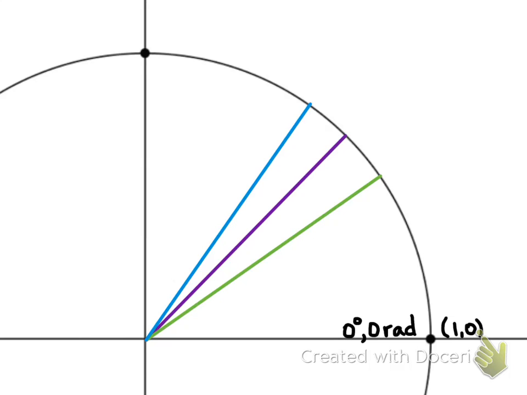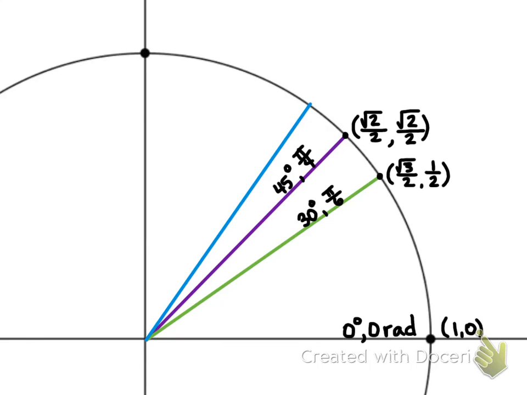Okay, our next line up is 30 degrees, which is equal to pi over 6 radians, and we just found that that ordered pair was square root of 3 over 2, comma 1/2. My next angle is 45 degrees, which is pi over 4 radians. The ordered pair is square root of 2 over 2, comma square root of 2 over 2. Our next angle is 60 degrees, which is pi over 3 radians, and that ordered pair is 1/2, comma square root of 3 over 2.